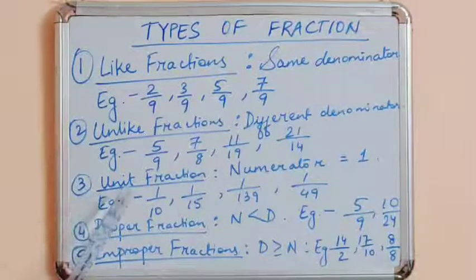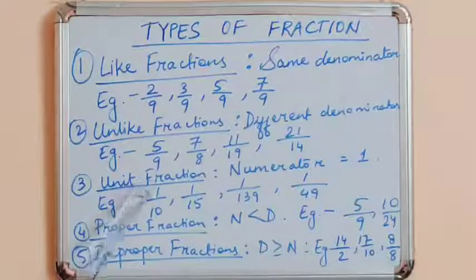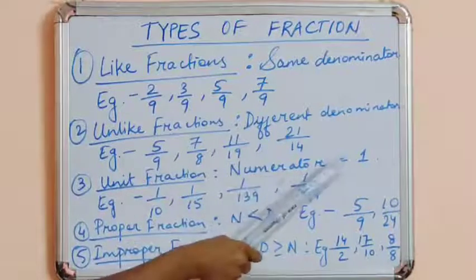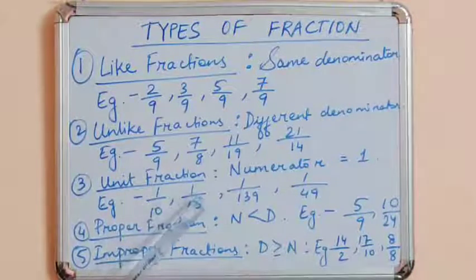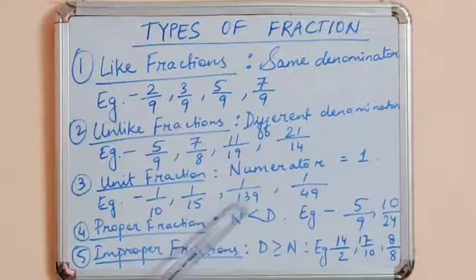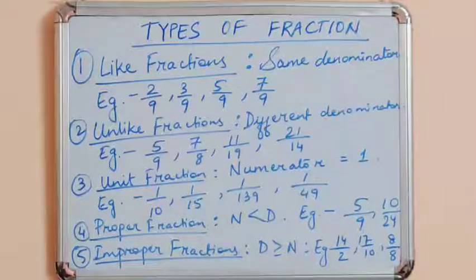Number 3, unit fraction. In unit fraction, numerator is always 1. So examples are 1 by 10, 1 by 15, 1 by 39, 1 by 49, or take any fraction until and unless the numerator is 1, they are termed as unit fraction.